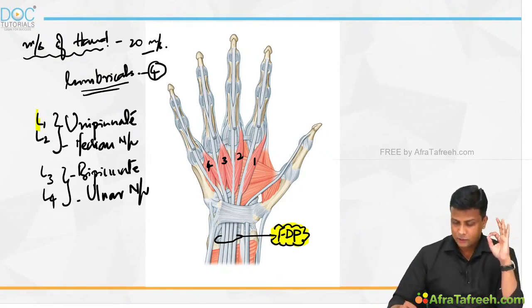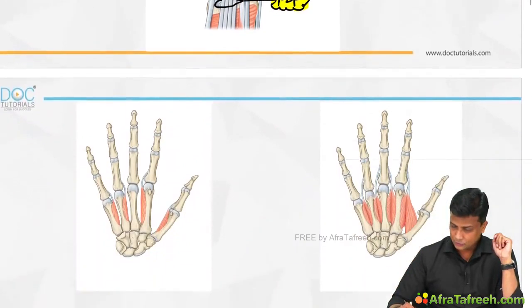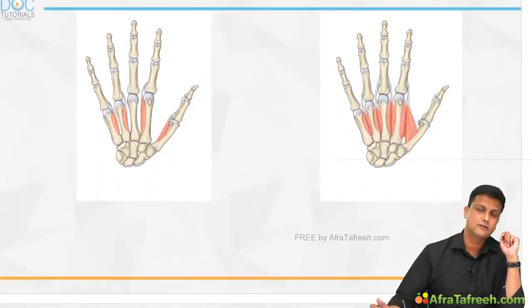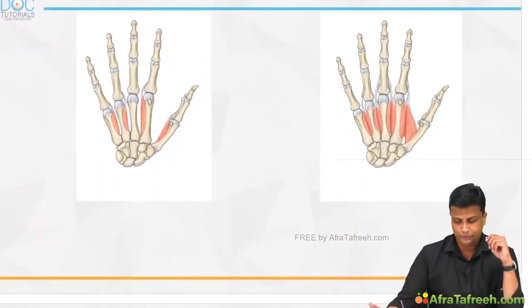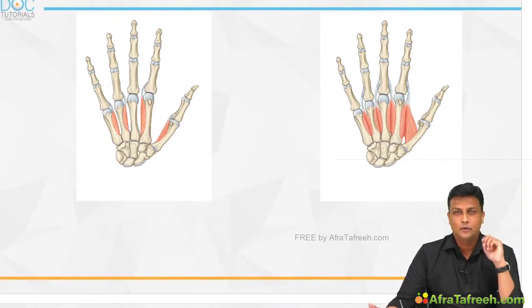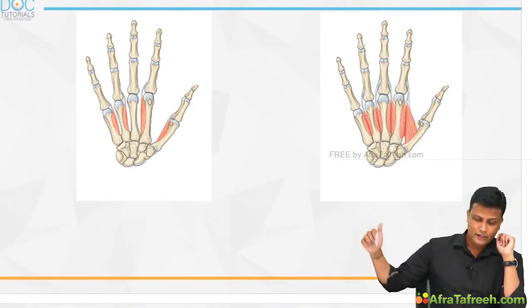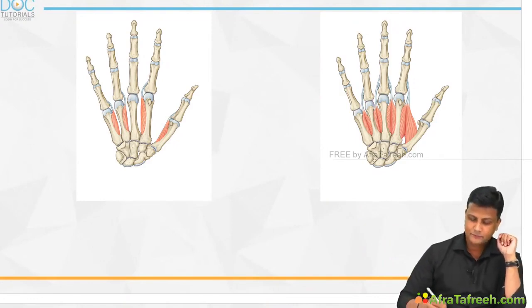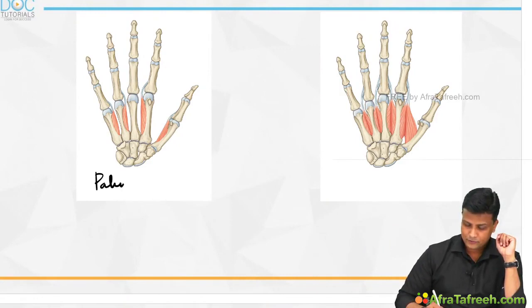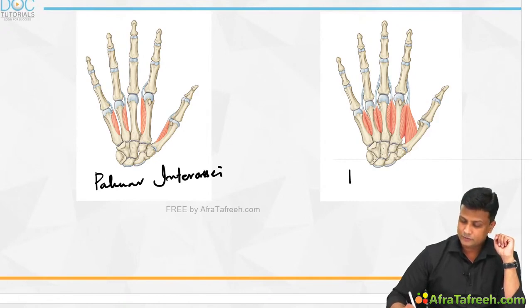Now the main thing which is mostly asked in the AIIMS exam, I'll tell you, is about the interossei, that is your palmar interossei and dorsal interossei. The moment you look at the diagram on the screen, there are 2 diagrams. In one of the diagrams you can see the muscles are unipinnate. The ones which are unipinnate are the palmar interossei, and the ones which are bipinnate are the dorsal interossei.